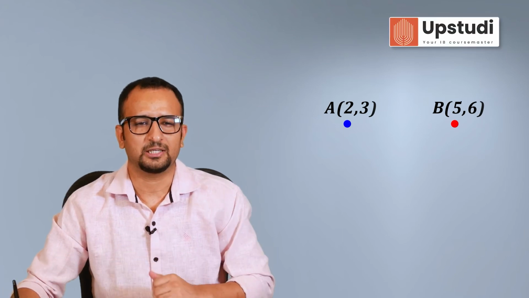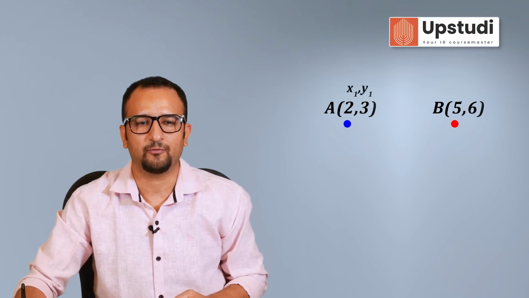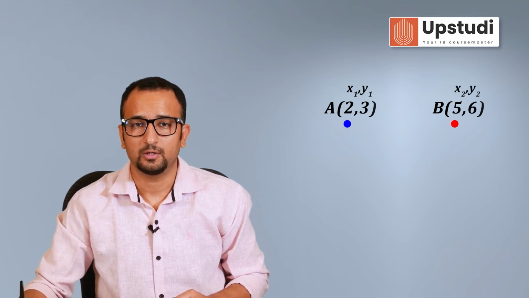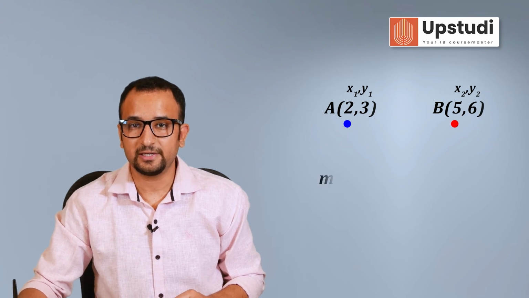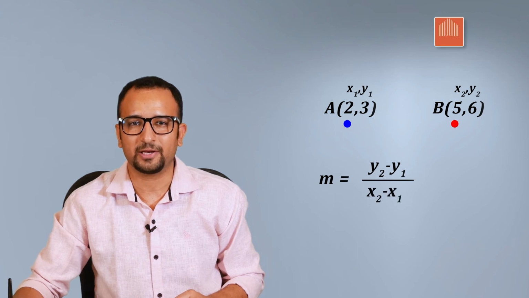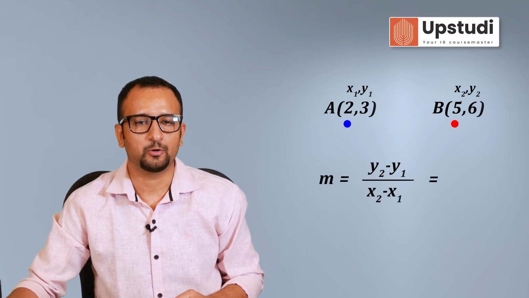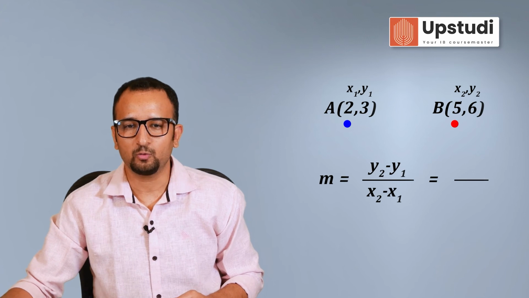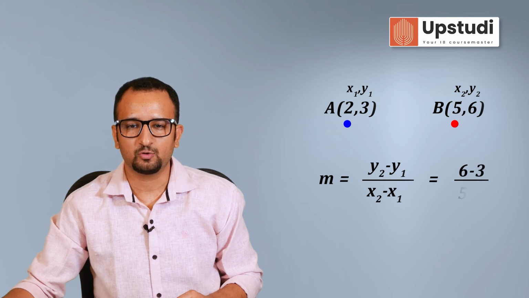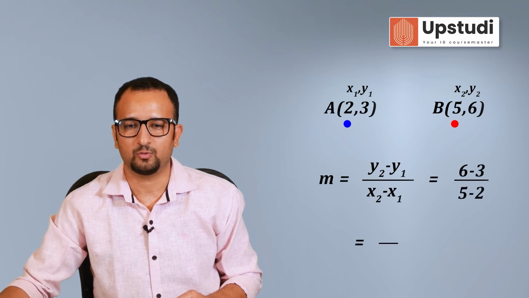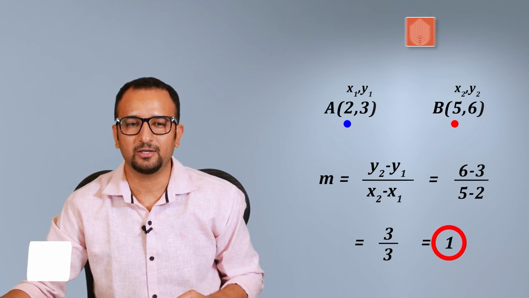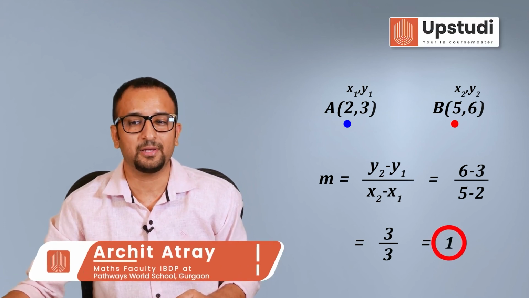So let's assume that the point A is x1, y1 and the point B has the coordinates x2, y2. Now apply the gradient formula. Gradient m is equal to y2 minus y1 divided by x2 minus x1. So all you need to do is substitute the values. y2 is 6 minus y1 which is 3, x2 is 5 and x1 is 2. So you get the answer as 1. Hence the gradient of the line connecting A and B is 1.